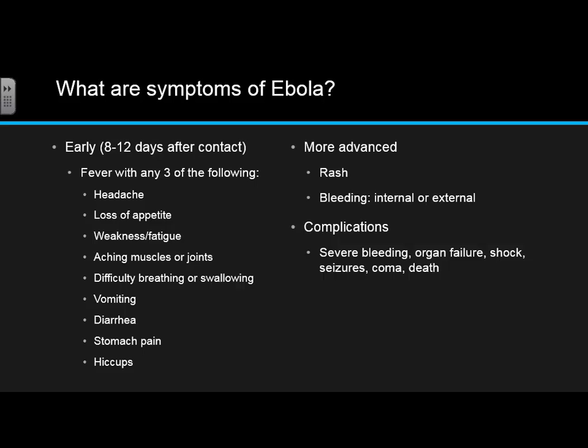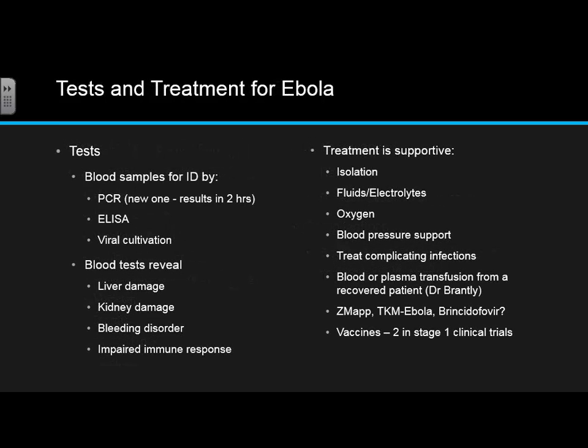Complications: severe bleeding, organ failure, shock, seizures, coma, and death. And so that's why so many people over in Africa are actually succumbing to it, because they don't have anything that can actually help them when they have more severe symptoms.